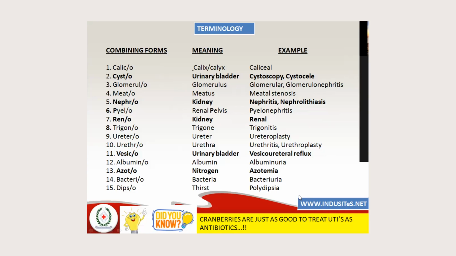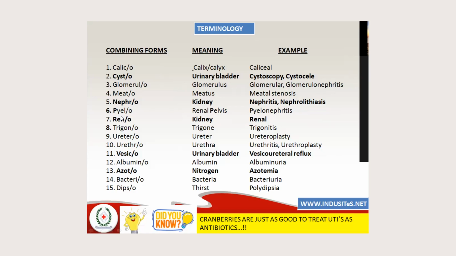Whereas choledoco, I told you, D for duct. In that way, I told you to memorize. So choledocolithiasis is gallstones in the bile duct. So here the similar term is nephrolithiasis. So nephrolithiasis means kidney stones.